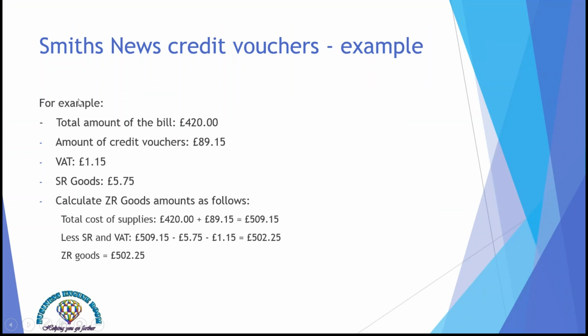Just look at an example. If the total bill that you're paying to Smith's News is £420 and the amount of credit vouchers is £89.15, VAT 1.15, standard rated goods is £5.75. This is quite often the case if it's the delivery charge and VAT on the delivery charge. We calculate the zero rated goods amount as follows. We sum the total with the amount of credit vouchers, so this is your true bill, and then we subtract the standard rated and the VAT amounts to get our zero rated goods.